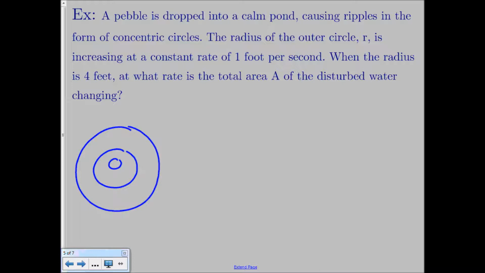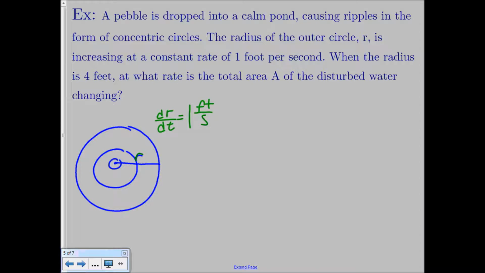And we know that the radius of the outer circle, R, so if we go down here and continue on our picture, labeling this as R here, maybe we'll do it in a different color so it stands out. If we label that as R, we know that that's increasing at a constant rate of 1 foot per second. So I know that the rate of my radius, or my dr/dt, is equal to 1 foot per second.